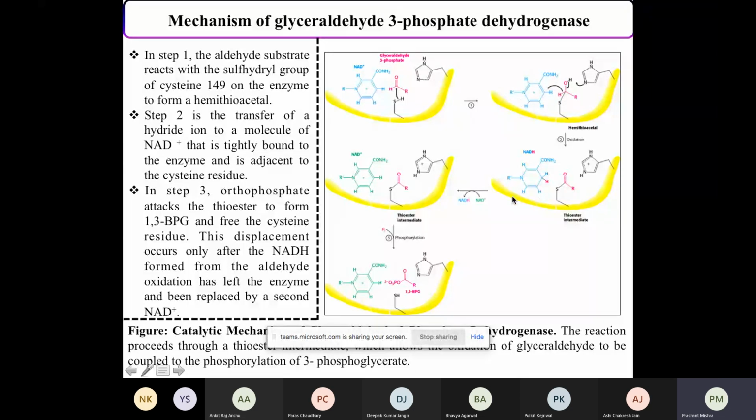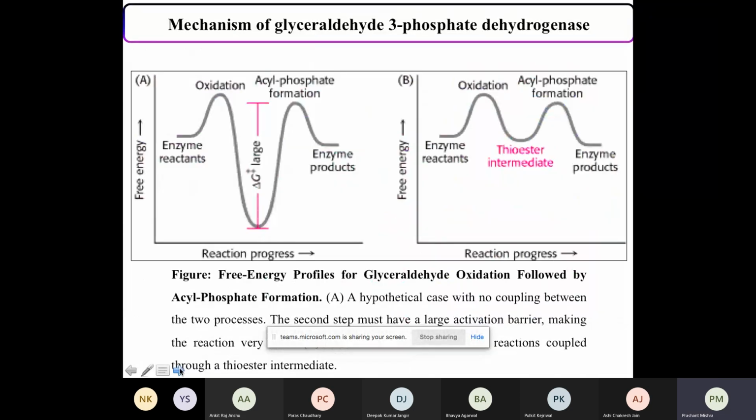On the other hand, rearrangement will occur, and then finally, in the next step, your orthophosphate, the phosphate group, will attack, and you get 1,3-BPG. So this is the phosphorylation reaction. I'm not very much concerned about this. The major theme which I want to emphasize here, I can explain by next slide. There are 2 steps involved. Step number 1 is the oxidation process, and step number 2 is the phosphorylation process. So this is the oxidation reaction, and this is the phosphate group formation.